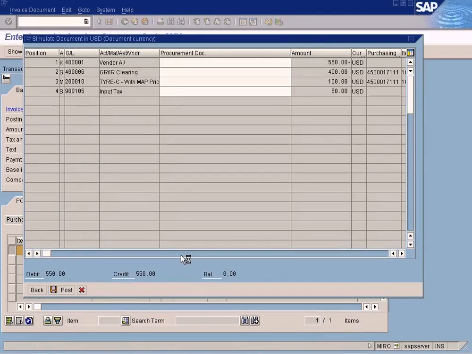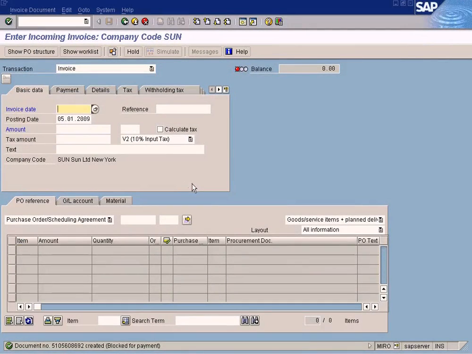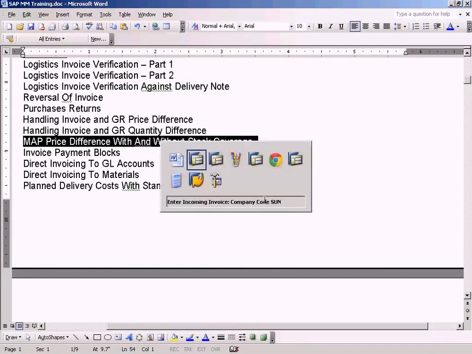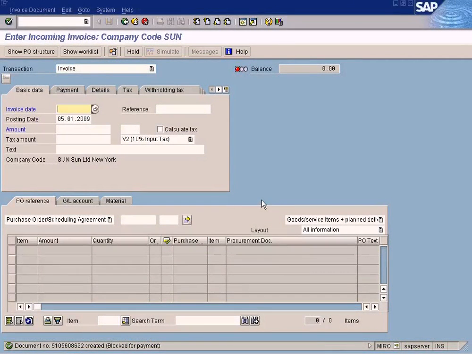Okay, let us post this. Okay, now it is posted, but it's blocked for payment because of the price variance. Now I'm going to do another example without stock coverage.